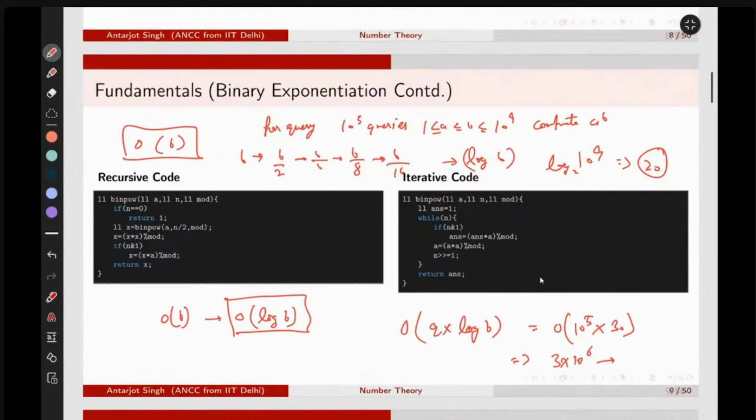Is the things clear about the binary exponentiation? Yeah.